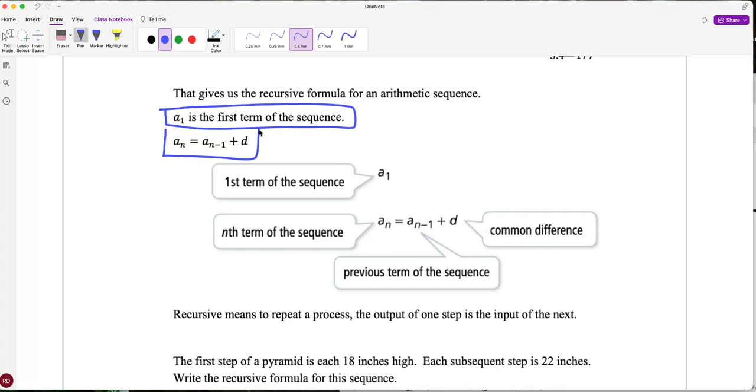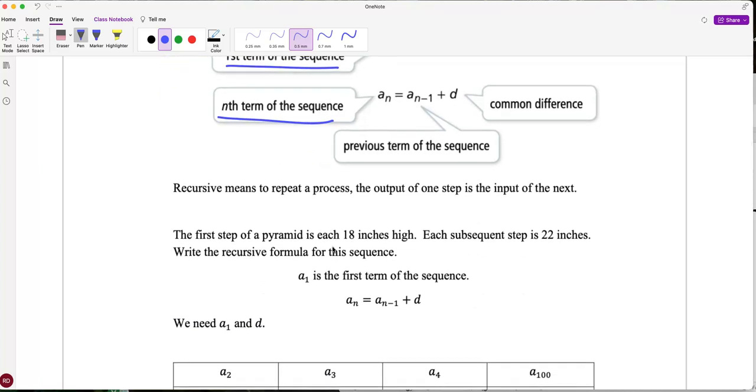So again, A1 is the first term of the sequence. The nth term, where n is any positive integer, is going to be the n minus 1 term, the number right in front of it, plus the common difference. So in our dancers example, to find how many dancers are on the 1,000th row, find out how many are on the 999th and add 2. That's all it's saying there, okay? It's a recursive formula because recursive means to repeat the process, or the definition depends on the one right in front of it, okay? Let's look at this.